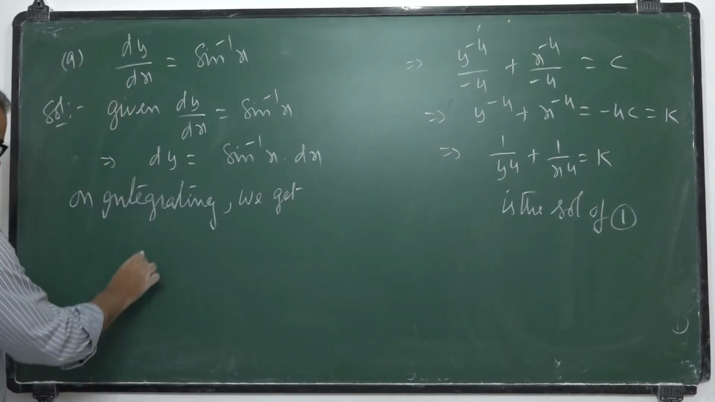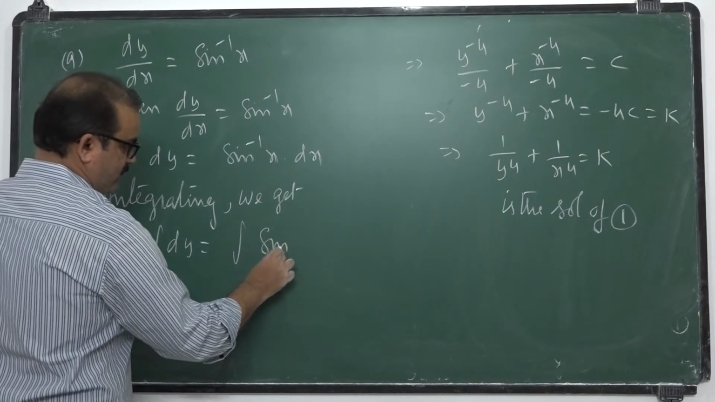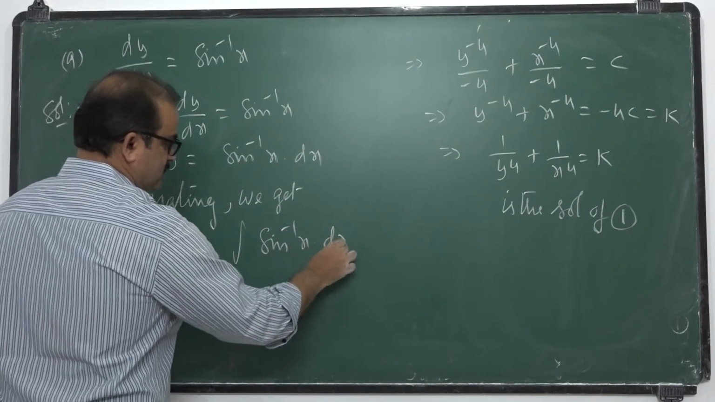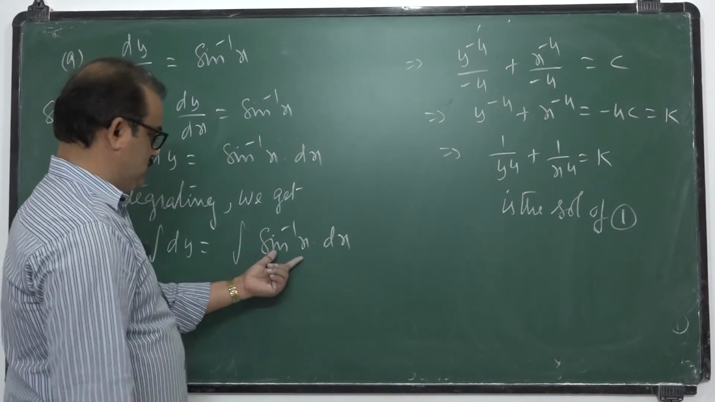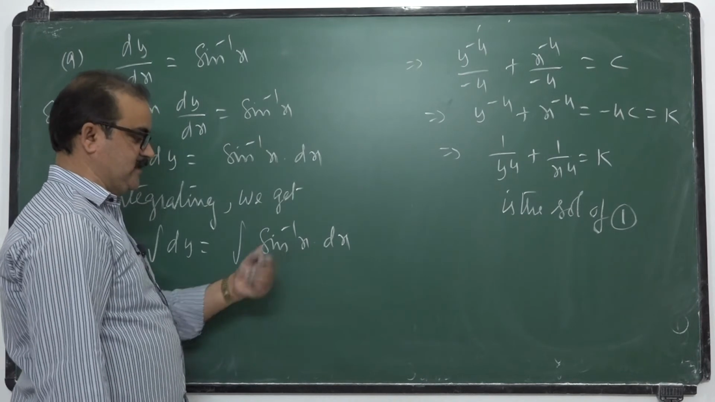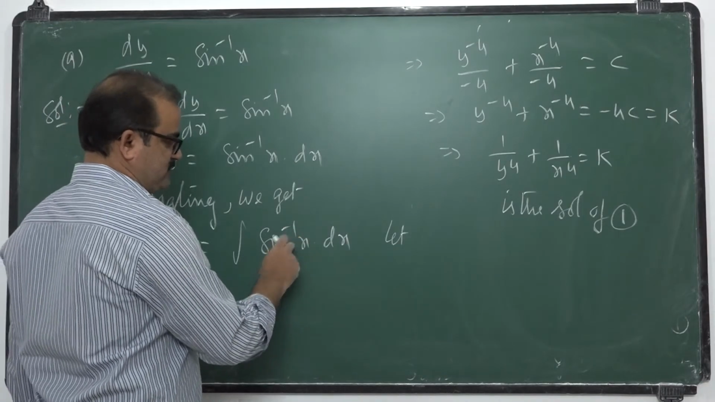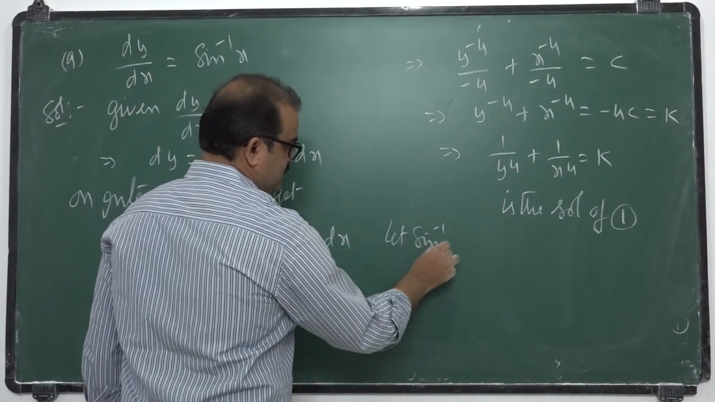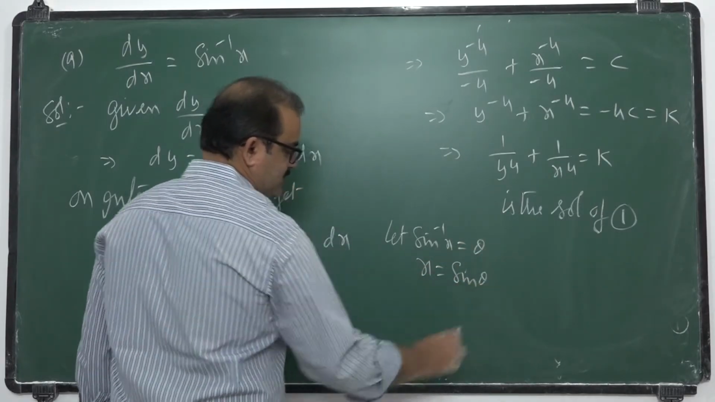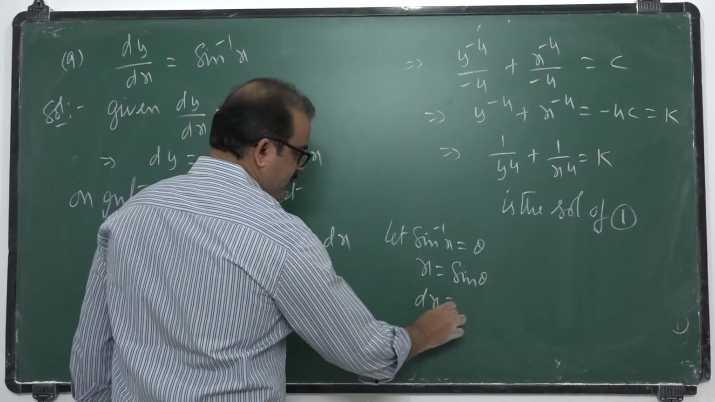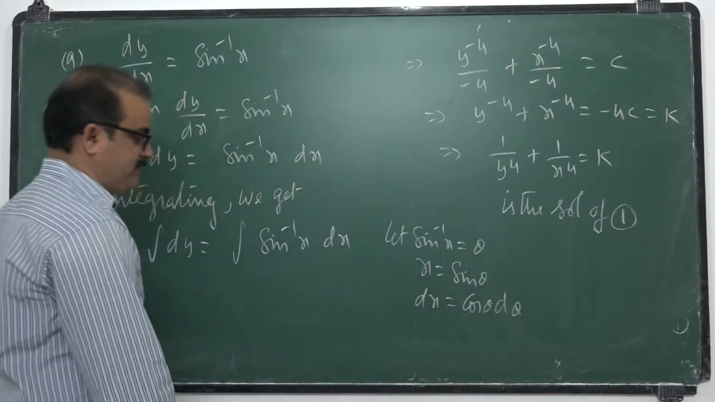We get integral dy is equal to integral of sin inverse x into dx. There is no direct formula to integrate sin inverse x. Here, how to eliminate the inverse function? Let sin inverse x is equal to theta. From this, x is equal to sin theta. Then the derivative of x, derivative of sin theta, is cos theta into d theta.